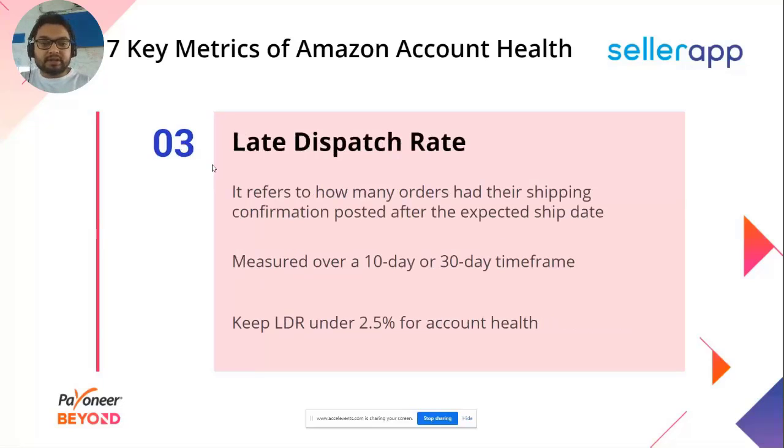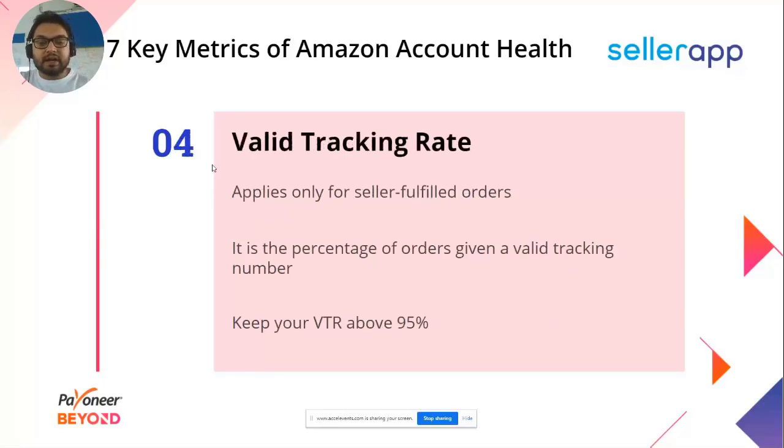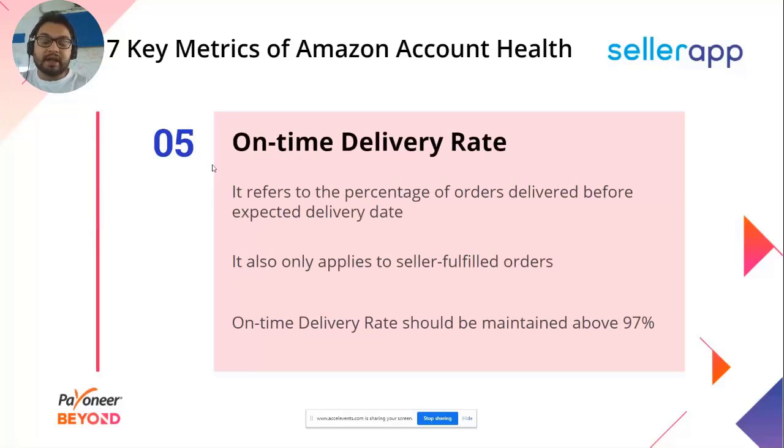Late dispatch rate, right? It again has to be less than 2.5%. And you have to make sure that whenever you get an order, you are a little bit proactive in accepting it and shipping your product ASAP, right? Valid tracking numbers. When you are doing your own fulfillment, you have to make sure that you provide valid tracking numbers to the customers, so they know the delivery time, when they can expect it, right? And on-time delivery is the most important thing, right?